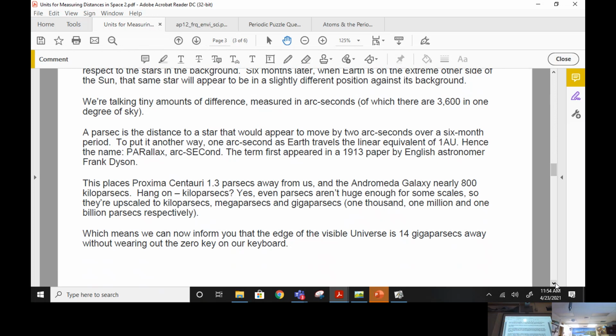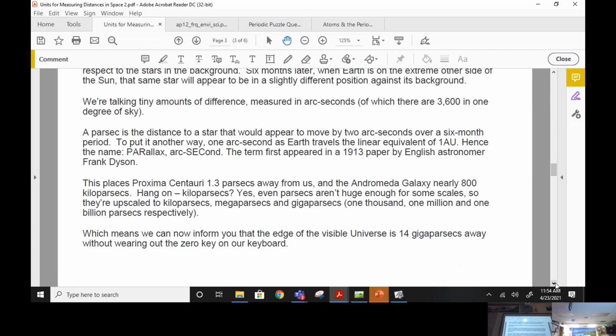So a parsec is the distance to the star that would appear to move by 2 arc seconds over a 6-month period. To put it another way, 1 arc second as Earth travels the linear equivalent of 1 astronomical unit. And this is where we get the name from. Parallax, arc second, a parsec. The term first appeared in a 1913 paper by English astronomer Frank Dyson. This places Proxima Centauri 1.3 parsecs away from us.